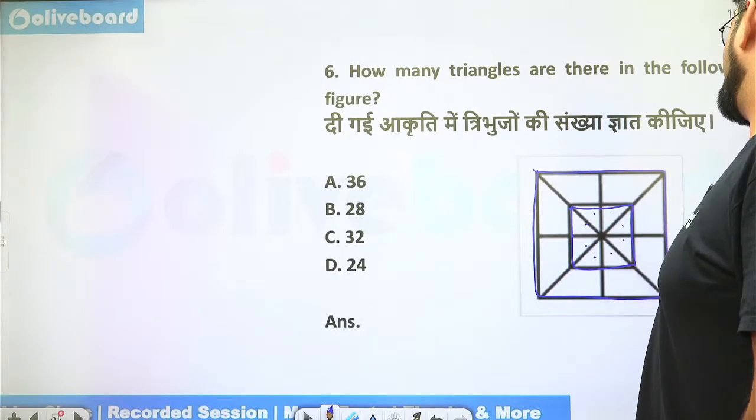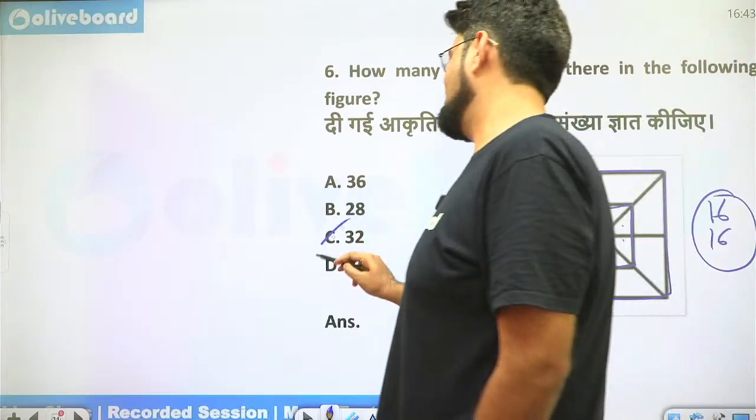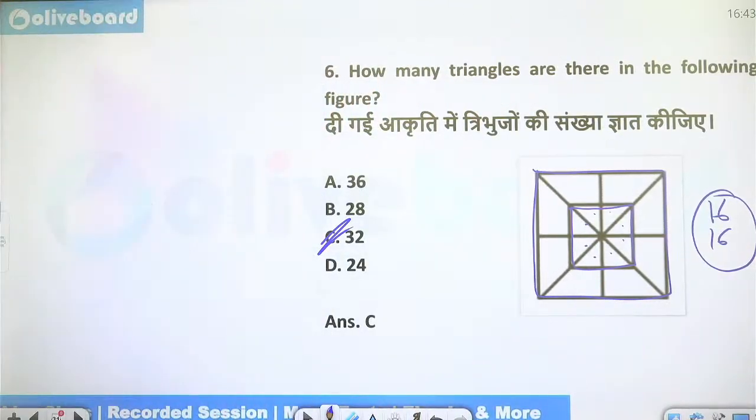So 16 triangles are there. 16 triangles are there. So 32 is the answer. That's it. There is no other common triangle whatsoever.